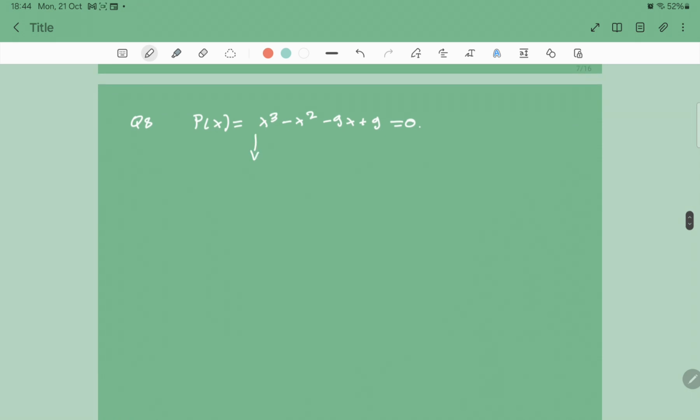Question number 8. I used initial guess 1 because if you substitute here, 1 minus 1 is 0, and here minus 9 times 1 is minus 9 plus 9, which is equal to 0. I bring down 1 here, minus 1 plus 1 is 0, 0 times 1 is 0, minus 9 plus 0 is minus 9, minus 9 times 1 is, what is wrong here? Yeah, it's 0. Here is a plus, sorry.